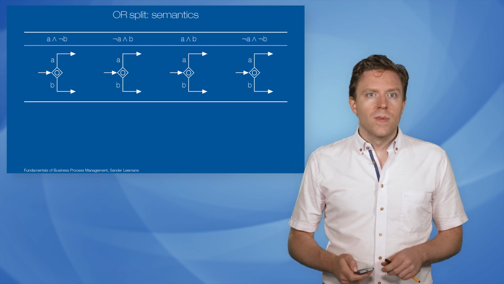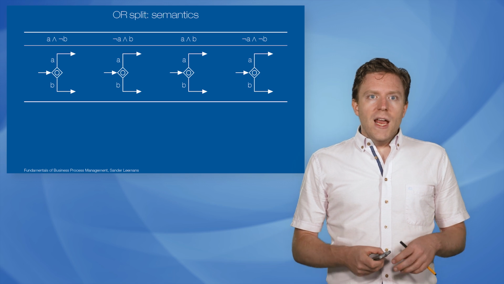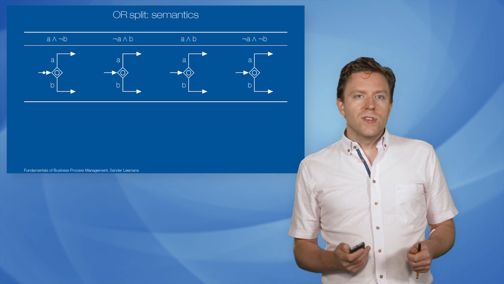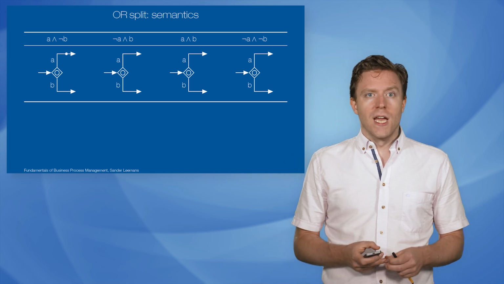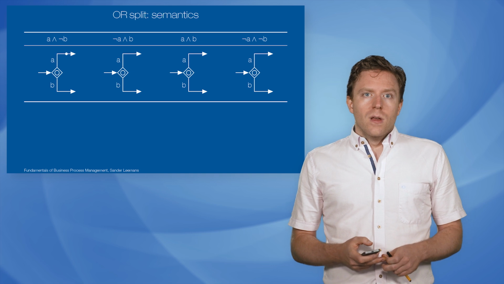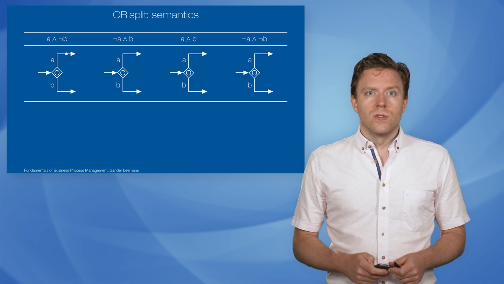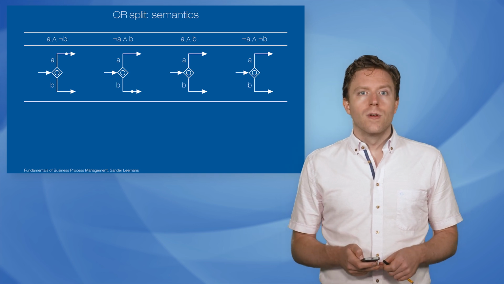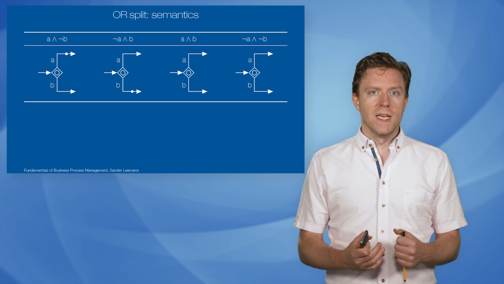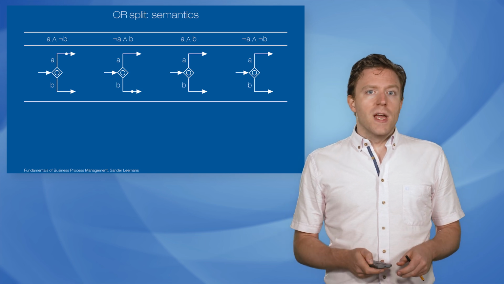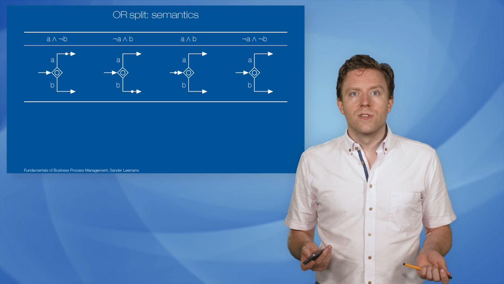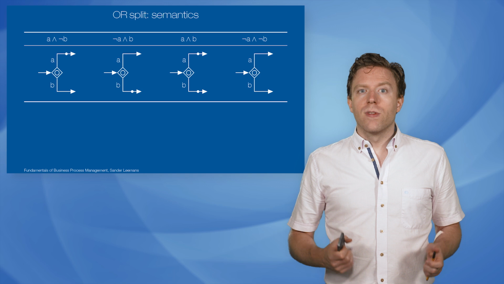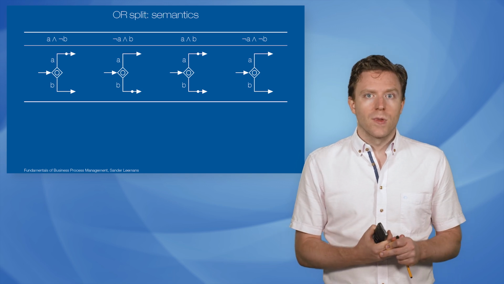Let's have a look. If A and not B holds, so only A holds, then when a token arrives, a token is produced on A. If A doesn't hold but B holds, so the second example, if a token arrives, then a token is produced on the arc going out of B. If both A and B hold, and here is the difference between the OR and the XOR, then tokens on both outgoing sequence flows are produced.